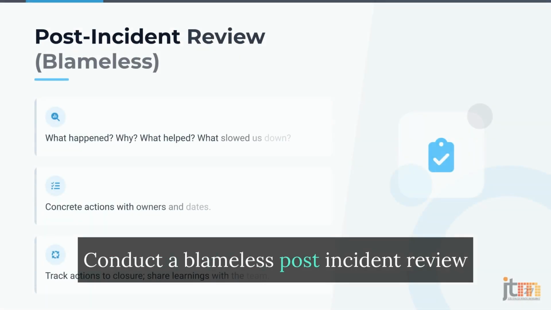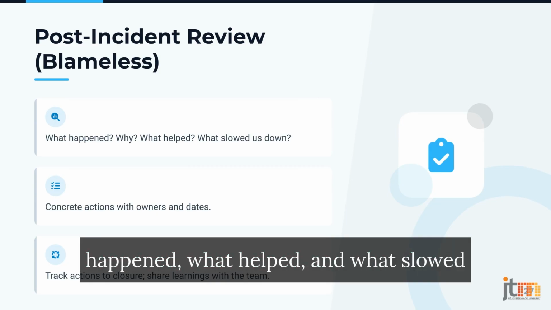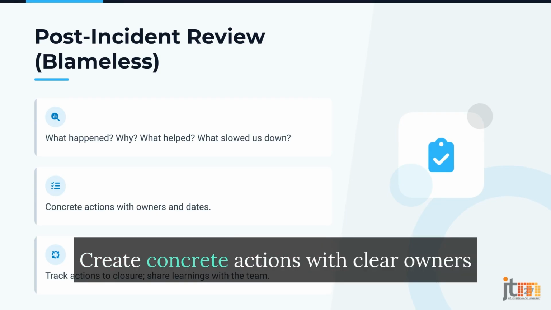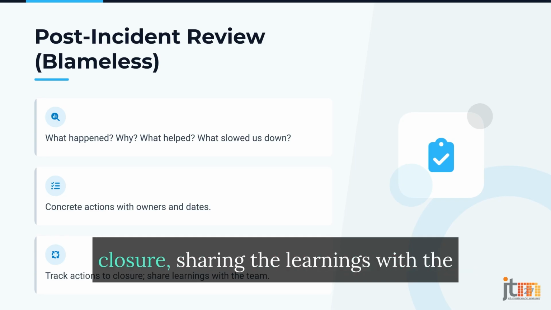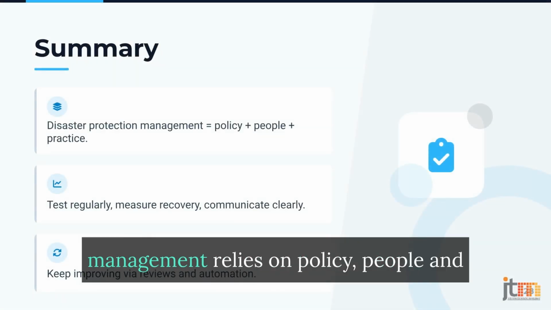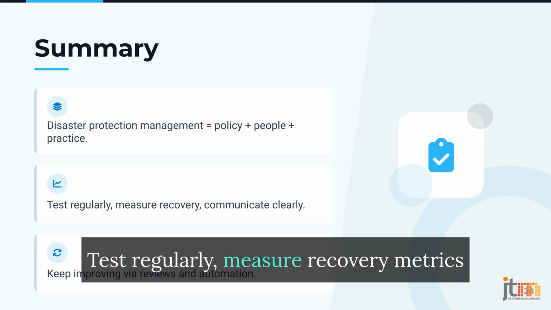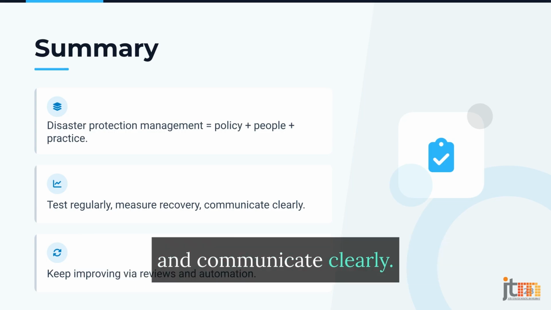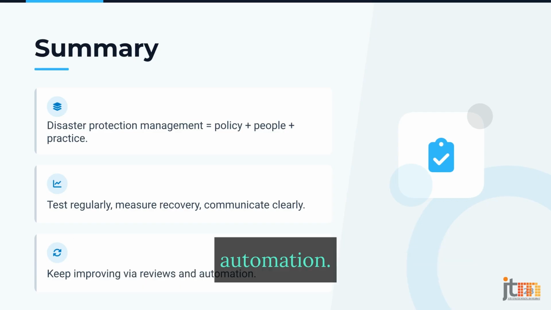Conduct a blameless post-incident review to understand what happened, why it happened, what helped, and what slowed recovery. Create concrete actions with clear owners and dates, and track these actions to closure, sharing the learnings with the team. In summary, disaster protection management relies on policy, people, and practice. Test regularly, measure recovery metrics, and communicate clearly. Finally, commit to continuous improvement through regular reviews and automation.